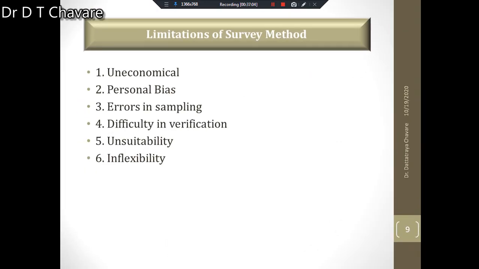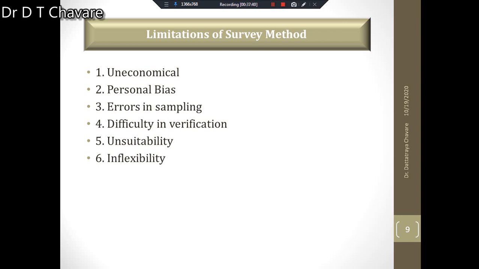Then another limitation we have to study here is error in sampling. What is it? Errors in sampling. The majority of surveys are sample surveys. If there are errors in the sample design, the inferences, findings and conclusions drawn are inaccurate and misleading. Maintaining accuracy in sampling is a great task. That's why this is another limitation: errors in sampling.